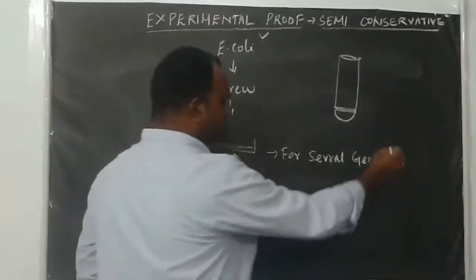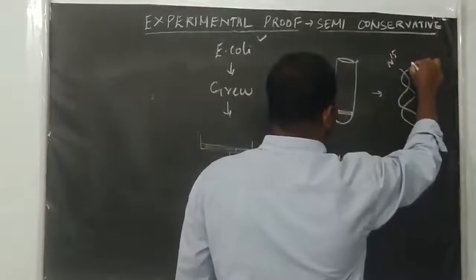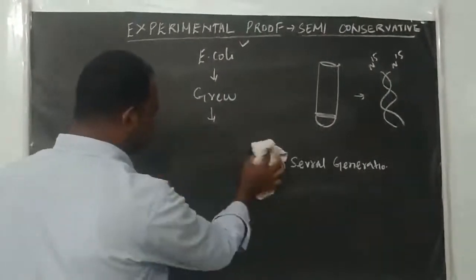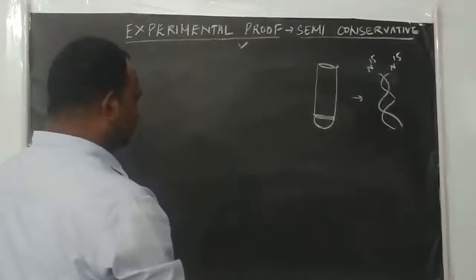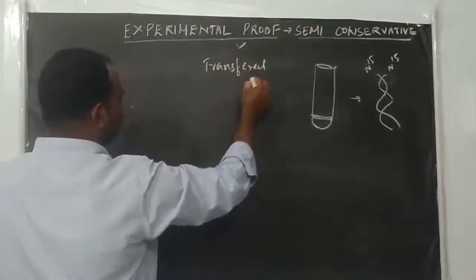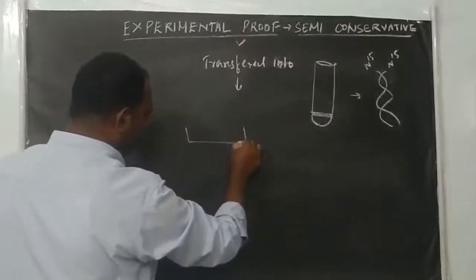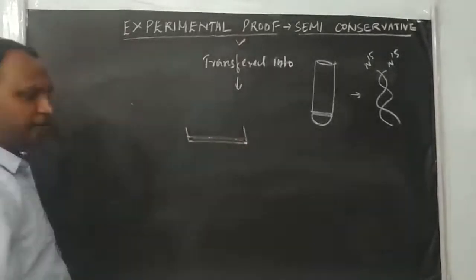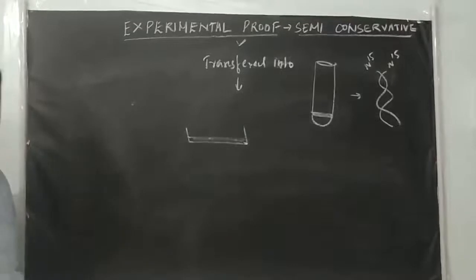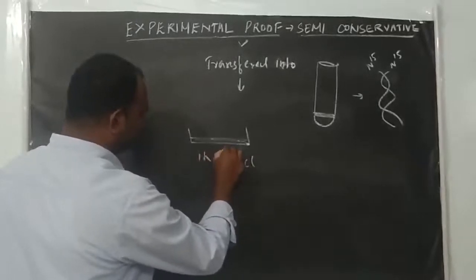So both strands contain only N15. And then they transferred these cells from the N15 medium into a medium which contains the normal form of nitrogen, N14. So here N14 is there, right?